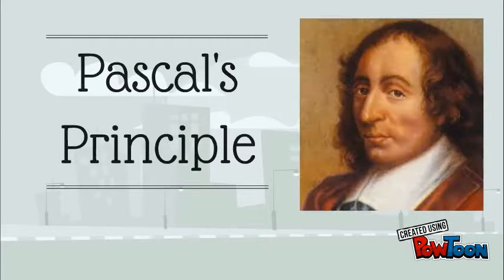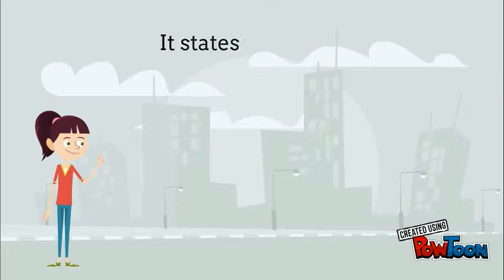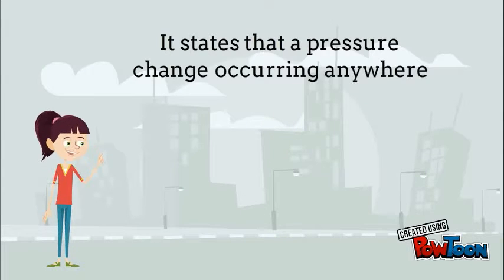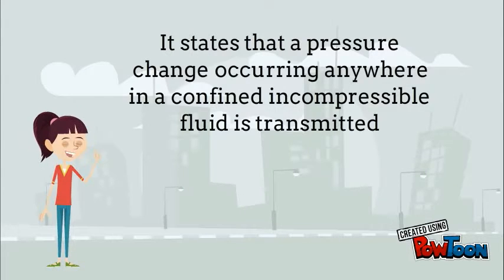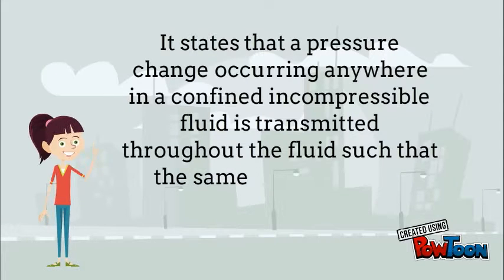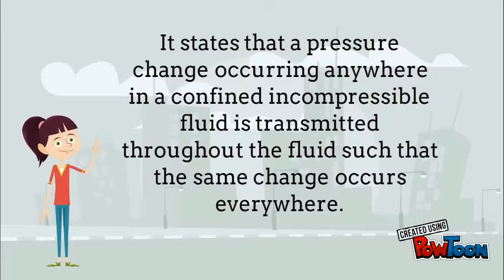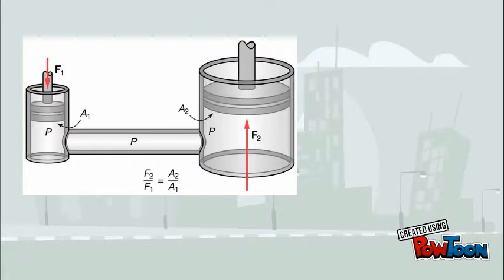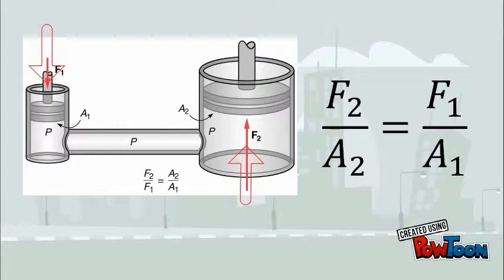Let's talk about Pascal's principle. It states that a pressure change occurring anywhere in a confined incompressible fluid is transmitted throughout the fluid such that the same change occurs everywhere. It shows in the equation that the pressure exerted on the input is the same as the pressure applied on the output, thus force over area of input is equal to force over area of output, or simply F2 over A2 equals F1 over A1.